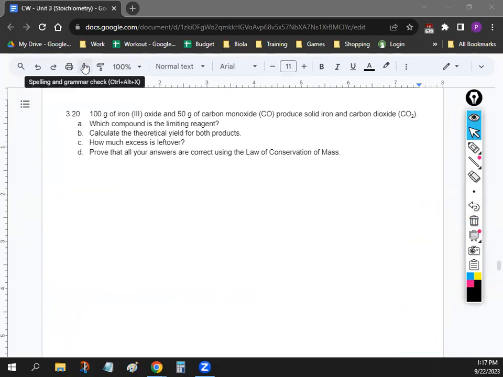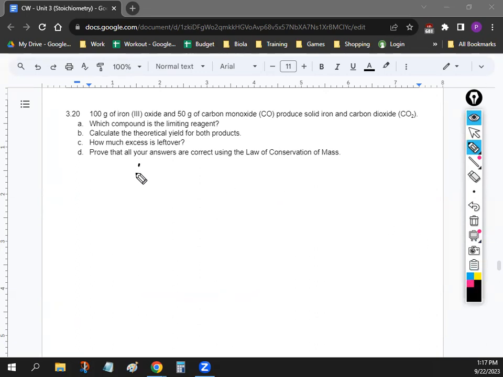For part D, what we have to do is basically use all of our numbers to prove that matter is neither destroyed nor created. Okay, that it's balanced out. That just means the reactants and products will be equal. So let me show you guys how that looks.